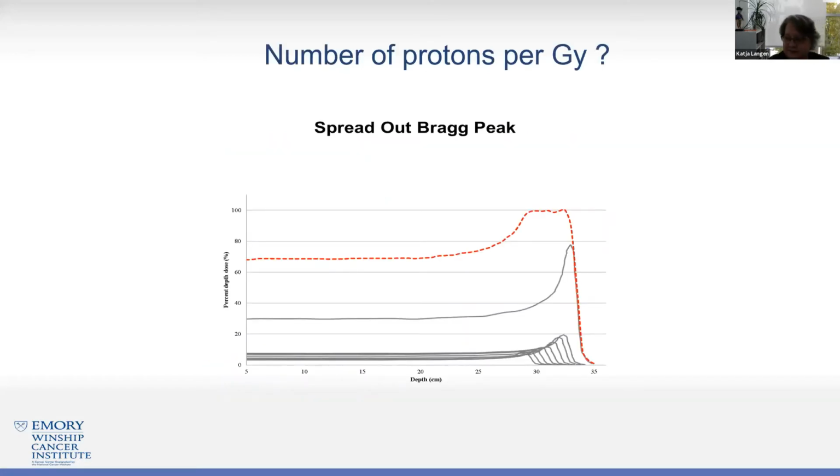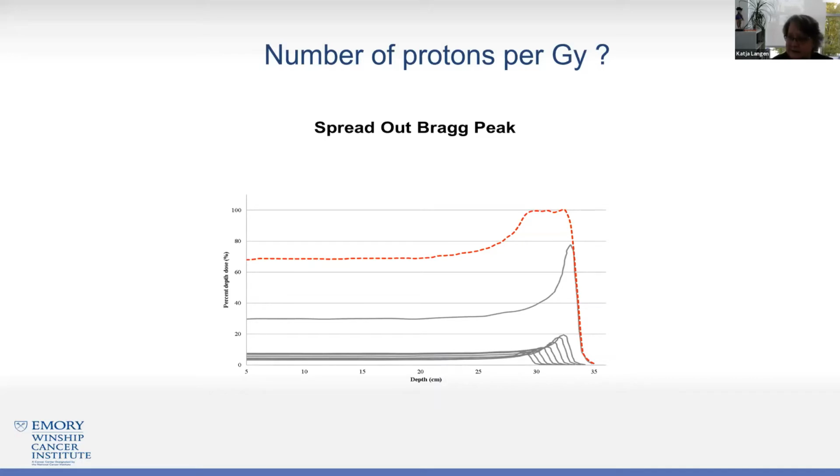So the first question then, before you can calculate how many protons you lose, is how many protons do you need to treat your patients? And as a reminder, when we treat a patient with protons, we don't treat with single Bragg peaks. We treat what's called a spread out Bragg peak. A spread out Bragg peak consists of protons of different energies that stop at different ranges and have different weights.